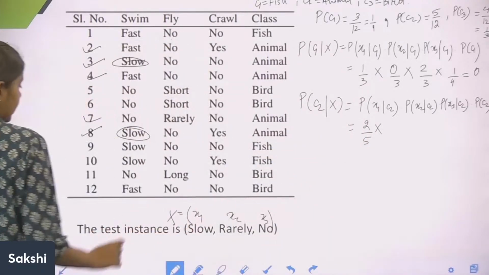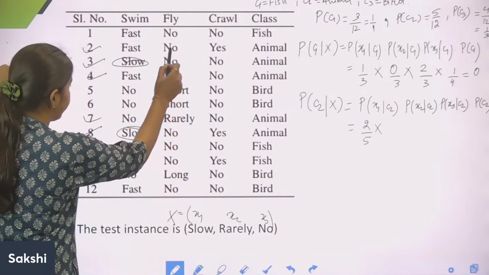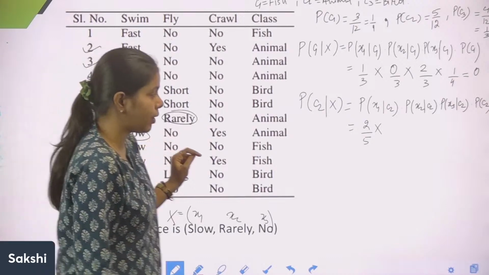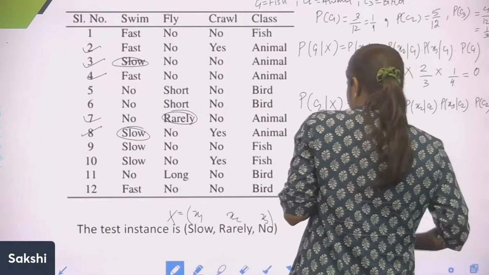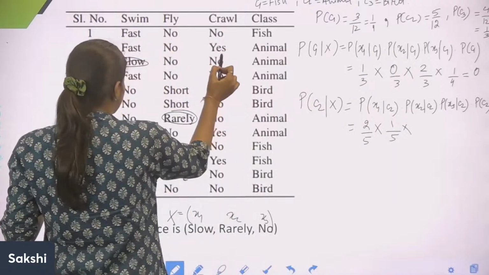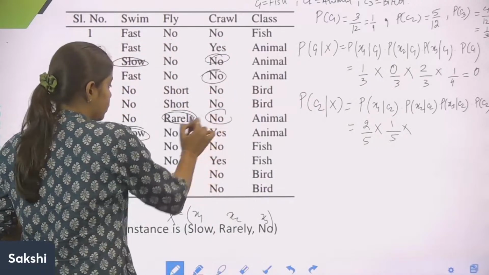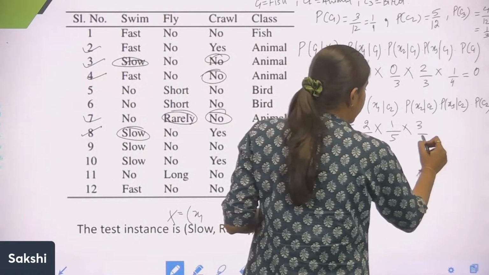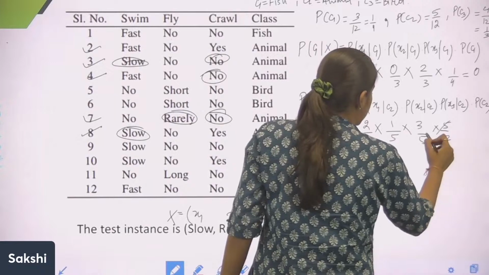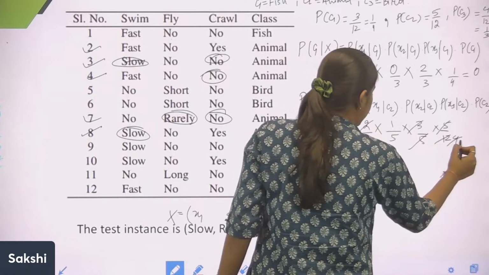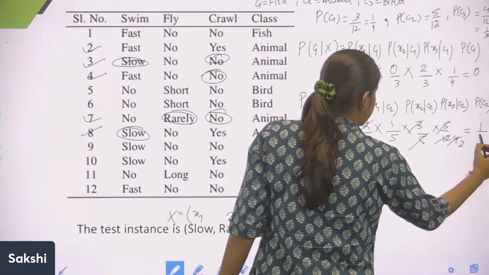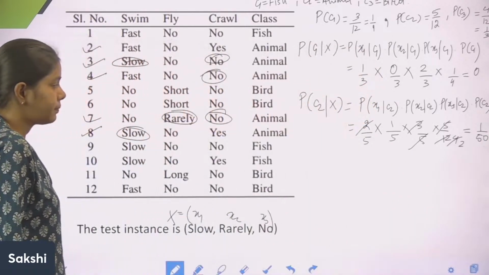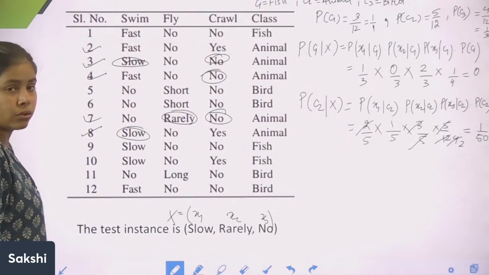Now for the feature rarely. You can see here that we have no, no, no, no, and one rarely. We have one example of rarely in animals. So probability would become 1 by 5. No, does not crawl. So this is no, this is no, this is no. Out of 5 examples, I have 3 examples which say no. So that means 3 by 5, and probability of C2 is 5 by 12. On solving, 3 4s are 12, 2 2s are 4. That means 1 by 50 is the probability. Right? So this is the probability.